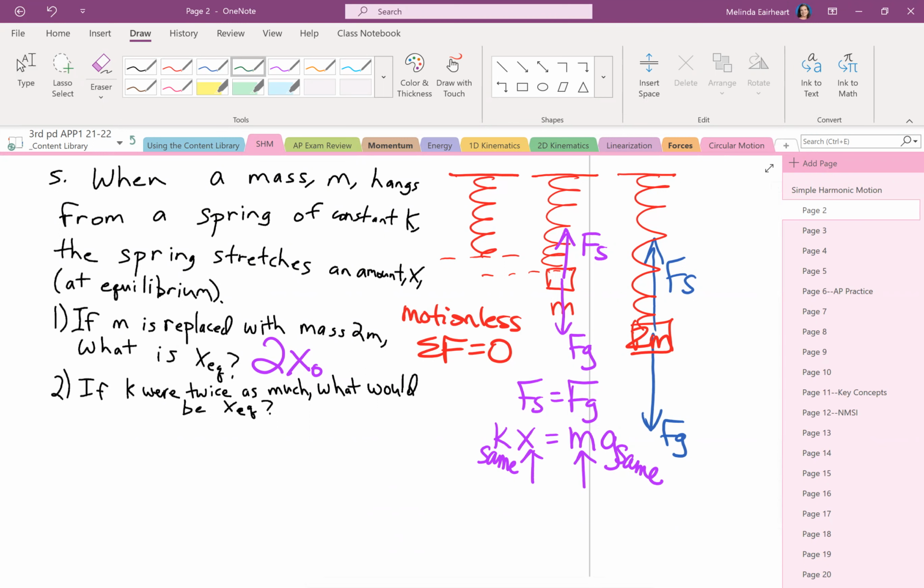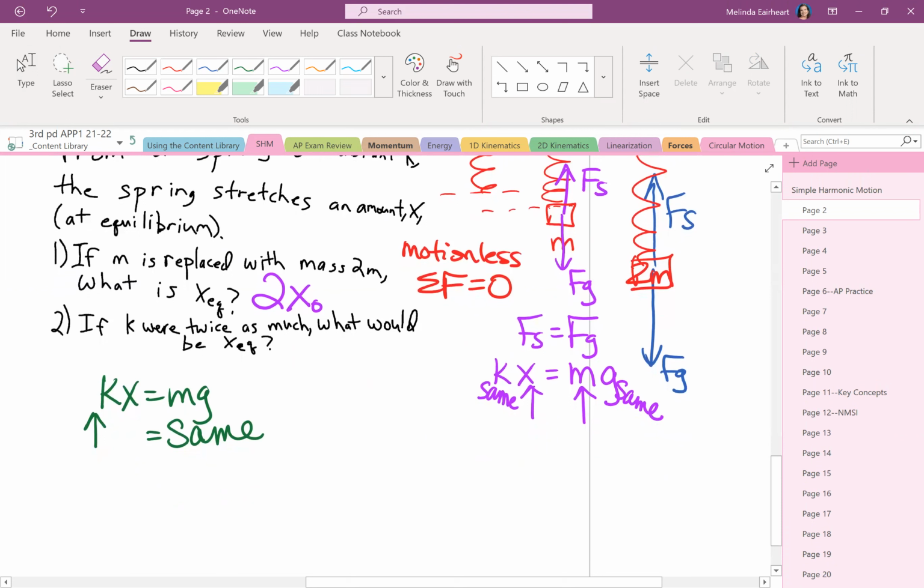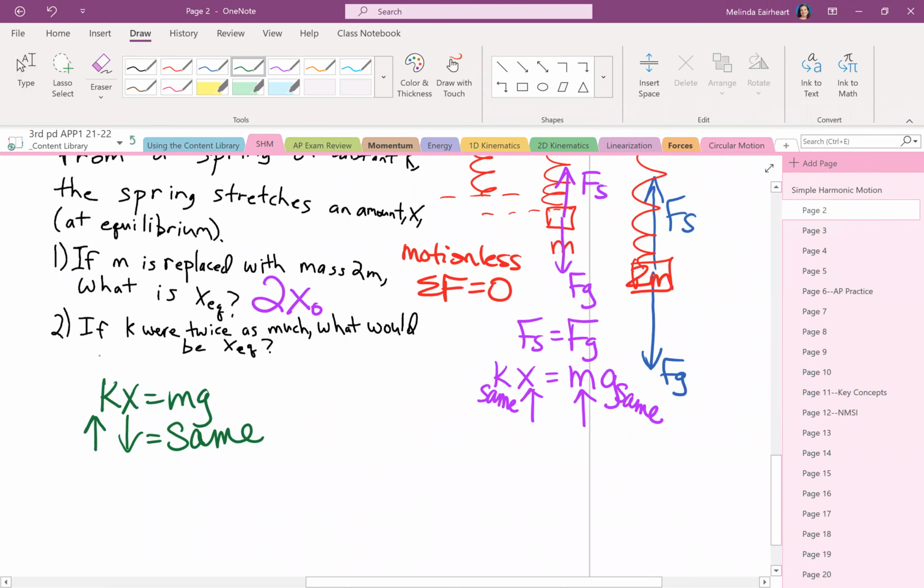We're still going to use this Fs equals mg, but now, or I'm sorry, kx equals mg. Now we're not changing the mass, but we're going to increase k. To keep the same equality for the weight of the object, what has to be true about my stretch distance? It has to be less, and specifically, if you double k, you would get half the distance. So final answer would be half the original stretch.